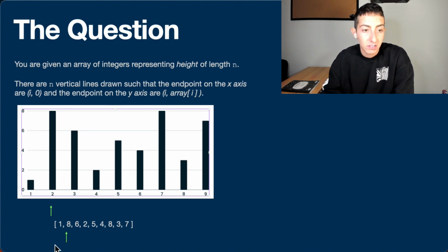We do the same thing for the next element, which is 8. It's 2 on the x-axis and 8 on the y-axis, and so on. This is the bar for 6. This is the bar for 2. This is the bar for 5, etc. I worked really hard on those arrows, but I think you get the point.